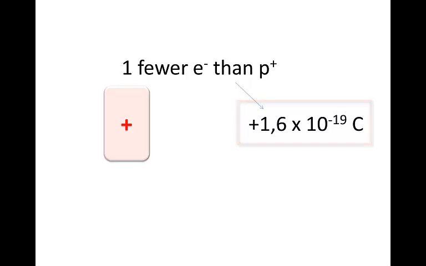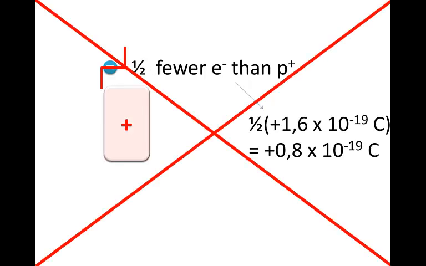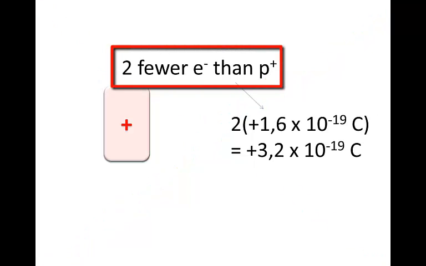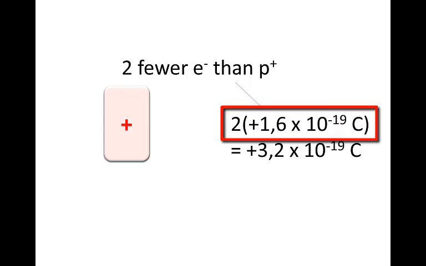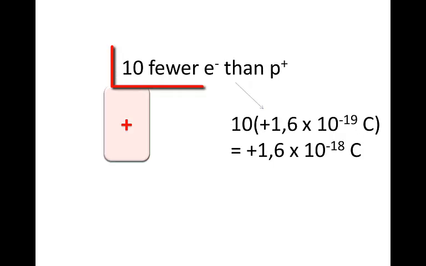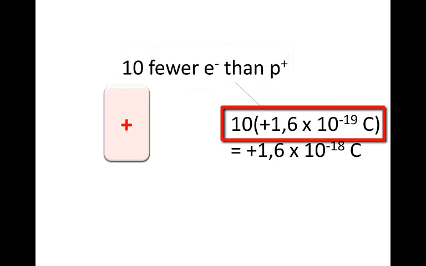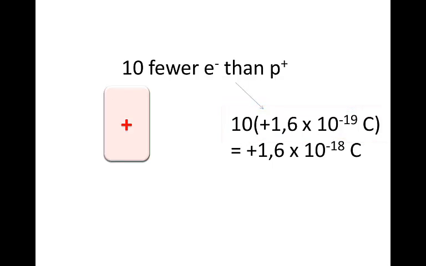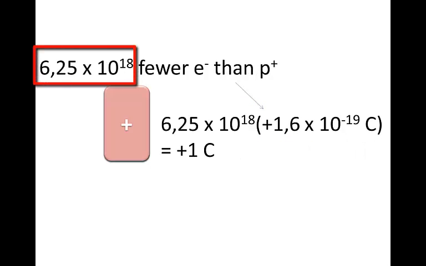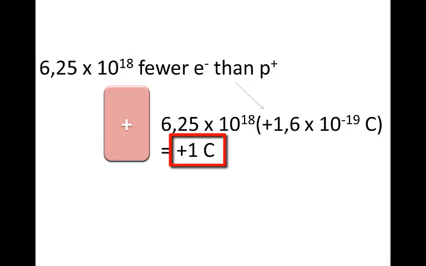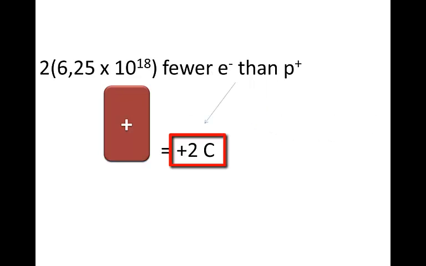Just as with the negative charges, there are certain positive values that are impossible due to the law of quantization of charge. If an object has 2 fewer electrons than protons, then it has a charge double that of a single electron, but positively. 10 fewer electrons than protons, its charge is 10 times that of a single electron, again positively. And again, if it has this number fewer electrons than protons, its charge is positive 1 coulomb, and double that, positive 2 coulombs, and so on.